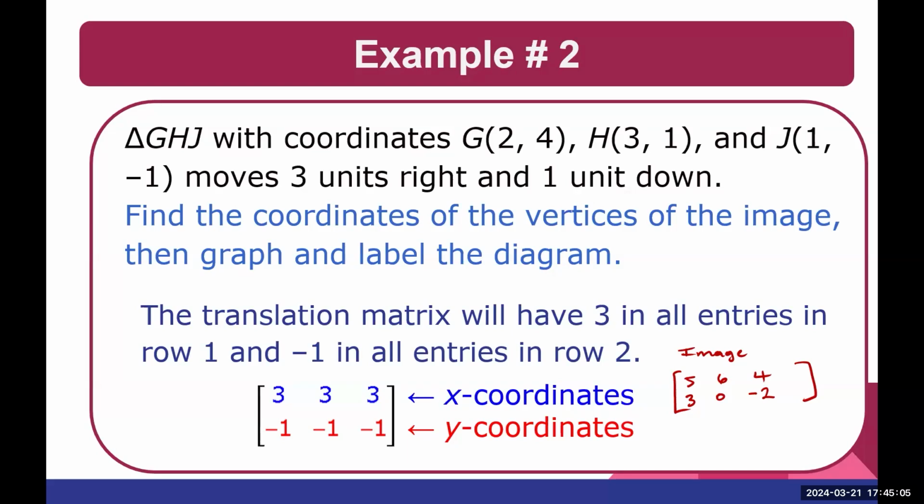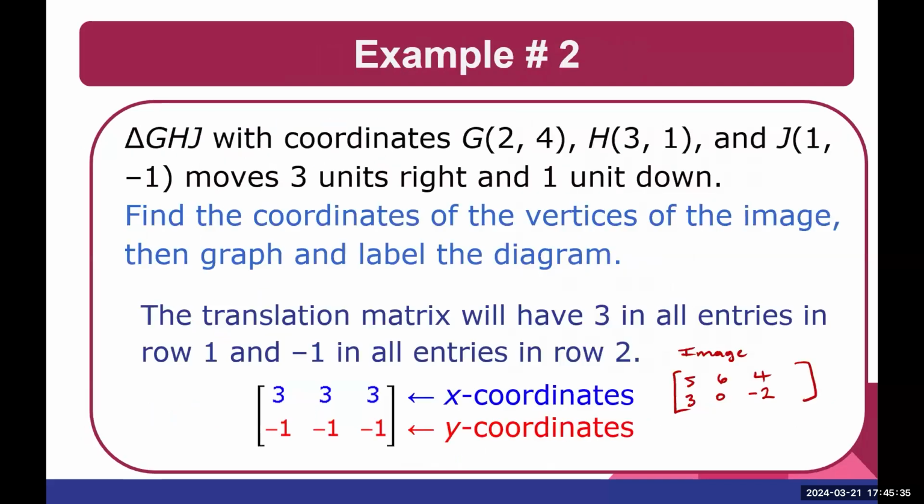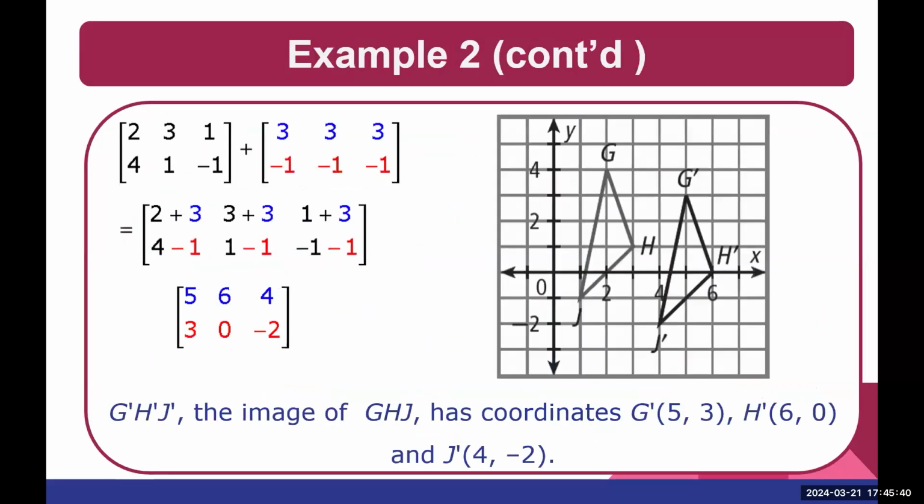Yes, sir. Does anyone not agree with this answer? Going once, twice, gone. All right, so let's take a look at what we have here. As you can see, the translation matrix has been added to the object, which would then give us the image, and that is the exact matrix as what was given here. So very good.